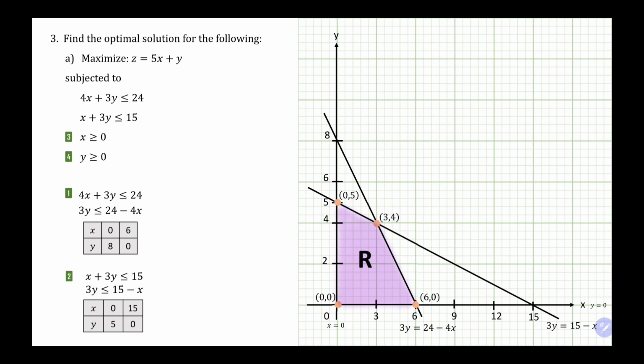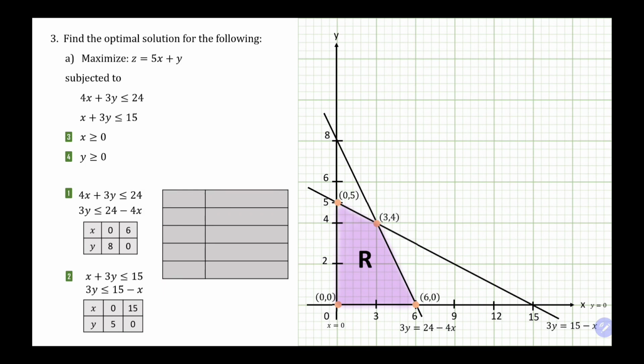Then we create a table. We put our points 0, 5, 6, 0, 3, 4 and 0, 0. Then we put our function to maximize, z equals to 5x plus y. Then we substitute our points into z. Then we solve, we get 5. Second, we substitute, we get 30. And next, we substitute, we get 19. And last, we substitute, we get 0.